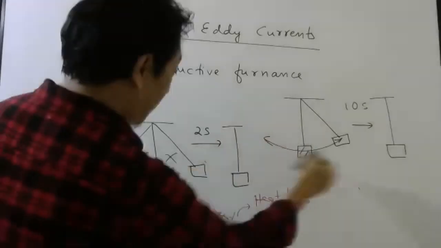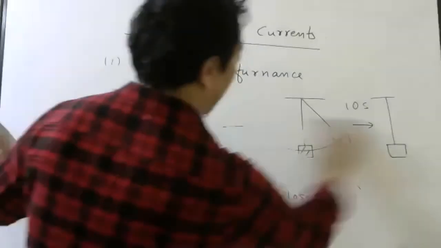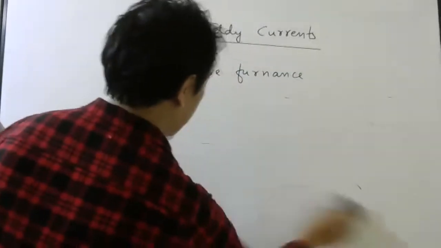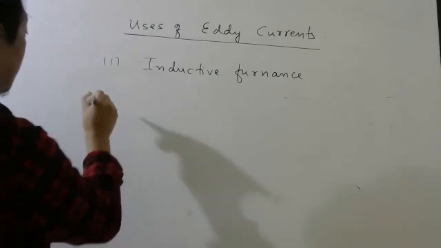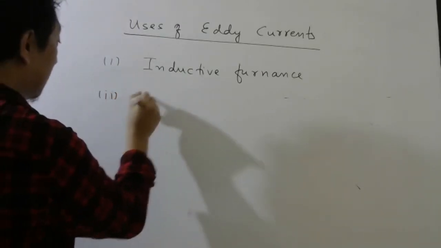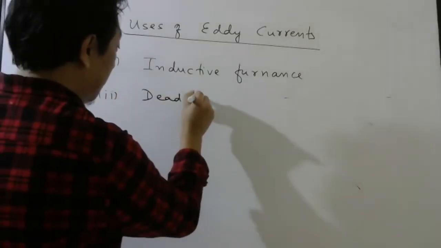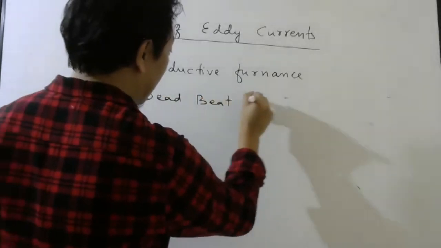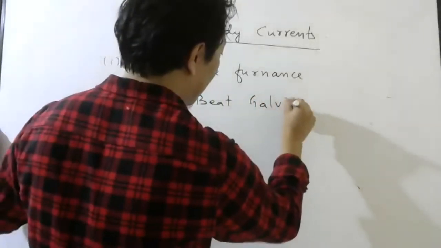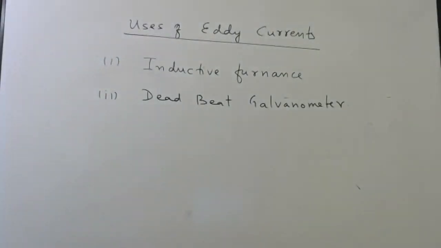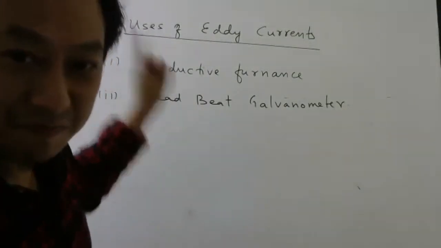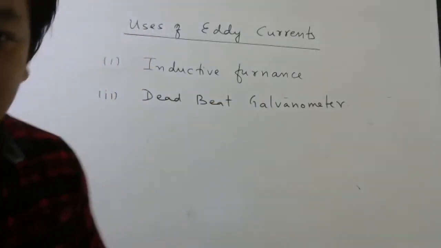So based on this, we have another two applications. One is called dead beat galvanometer. Dead beat galvanometer. Very interesting name. Why is such a name given?